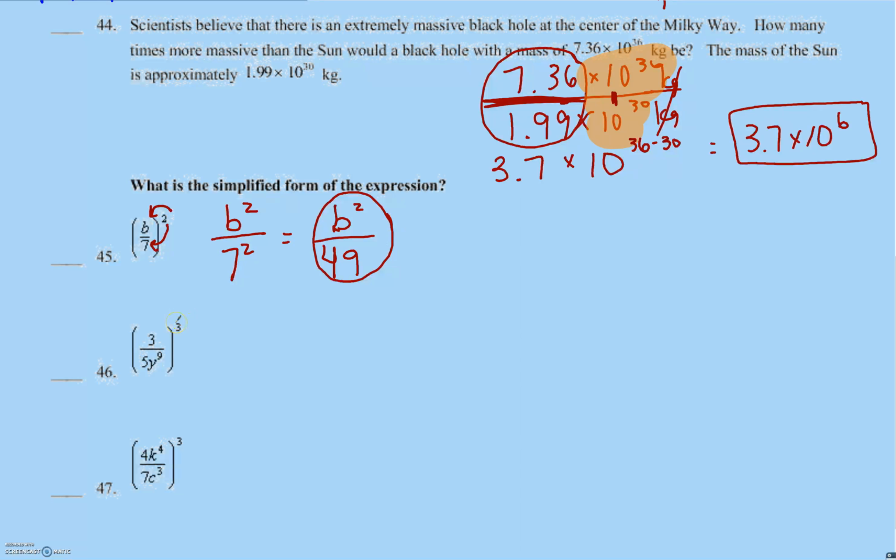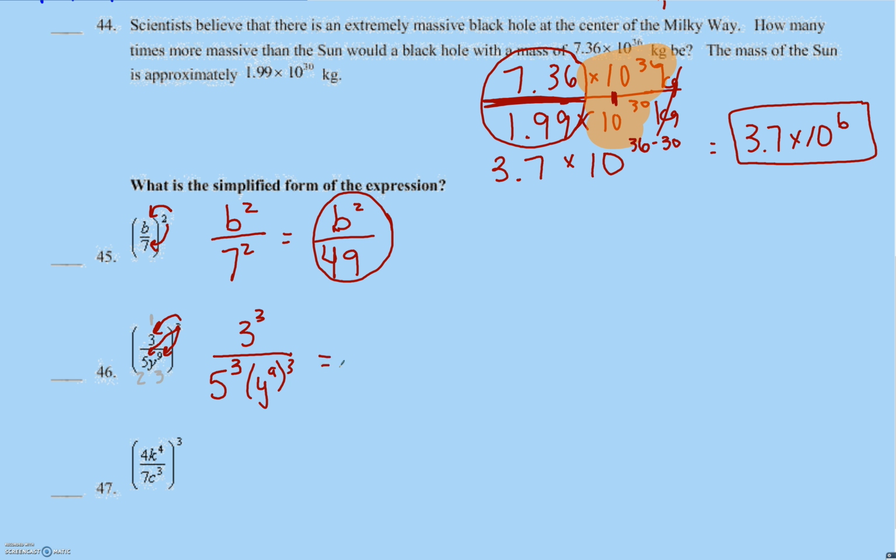Same idea here. In 46, take a second to figure out how many things are being multiplied or divided. Right now we have 1, 2, 3, which means I need to take my exponent to all 3 pieces. So I'm going to have 3 cubed, and that started in the numerator, so it stays in the numerator. The 5 started in the denominator, so it stays in the denominator. And y to the 9th to the 3rd power started in the denominator, so it'll stay in the denominator.